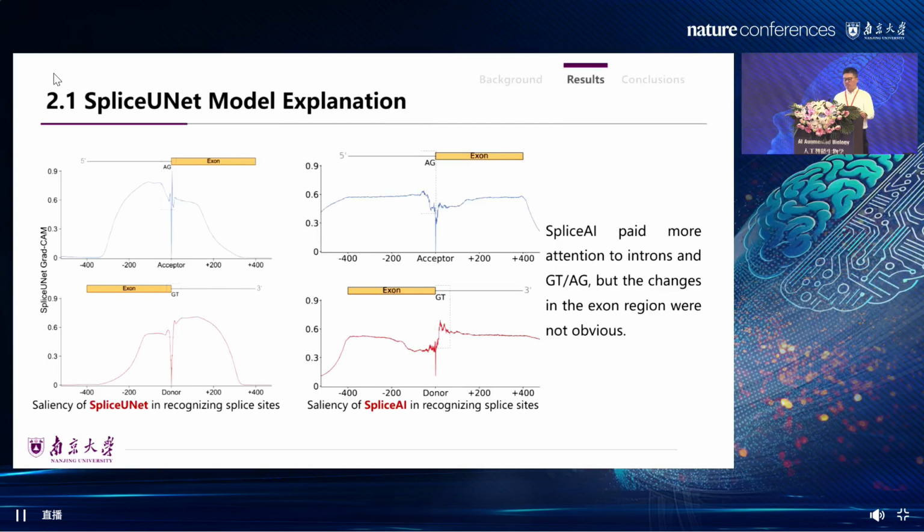Interestingly, when we performed the same analysis on SpliceAI, we found that it was also focused on the intron regions, but it did not show the distinct attention peak in the exon region. This suggests that our SpliceUNet model might have captured a novel biological signal that other models had missed.